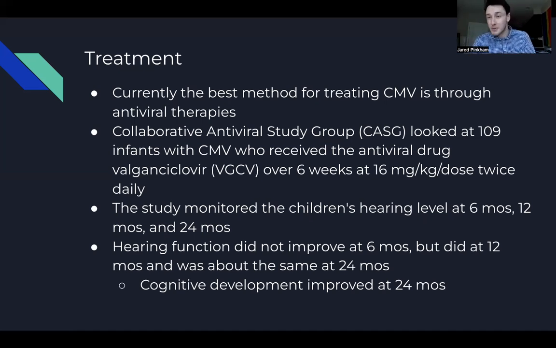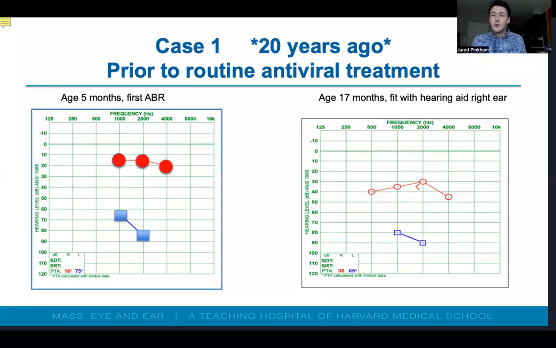So that was pretty good to see, because we want to see that cognitive development improving as a child ages. So how do we know what CMV is? What does it look like on an audiogram? And also, how is it progressive? I've been saying that it's progressive, but we haven't really seen that.